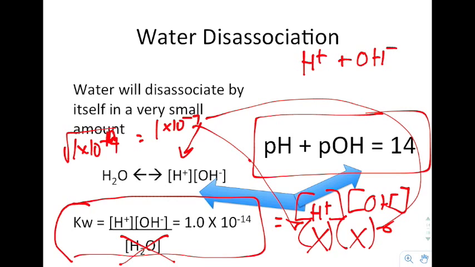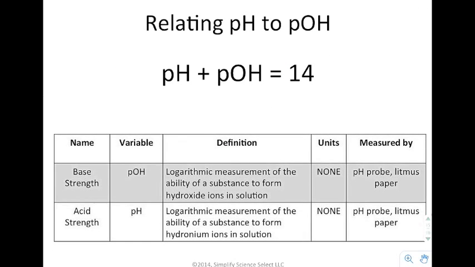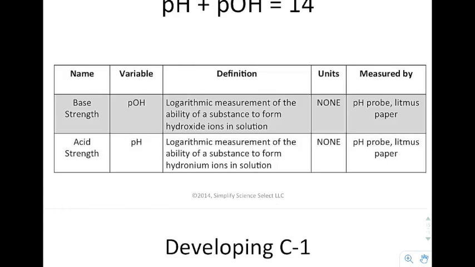Whenever you plug those in, you get a pH value of 7 and a pOH value of 7, which adds up to our original 14. That's the basis behind them equaling 14. So you do have the formula that pH plus pOH has to equal 14.